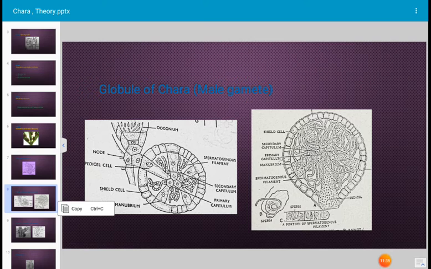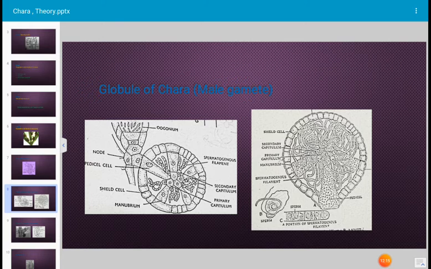Very important. Let us see the structure of the sperm. It is shown in the photograph. Each sperm has a spirally coiled body which consists of a single nucleus and a thread-like structure attached to it. The antherozoids or sperms mature at the same time. Shield cells separate from each other and the sperms are released from the spermatogenous filaments. This is the structure of the globule, or male gamete, or the antheridium of the Chara.